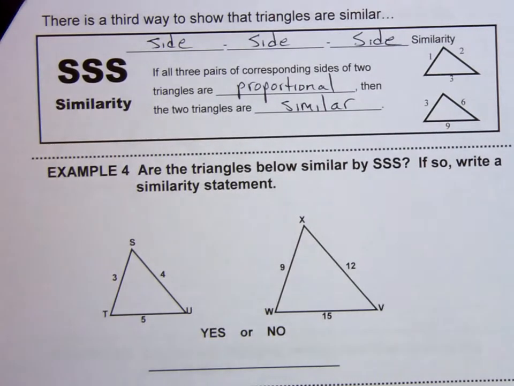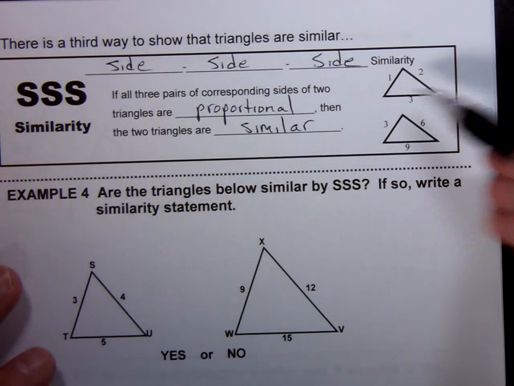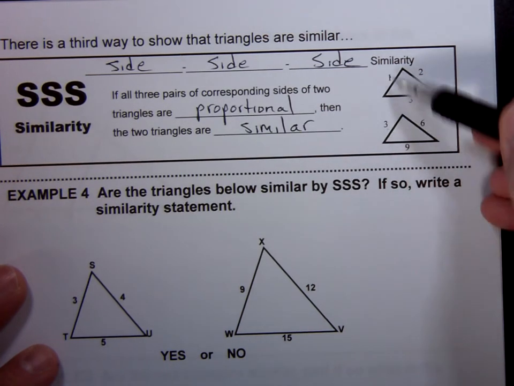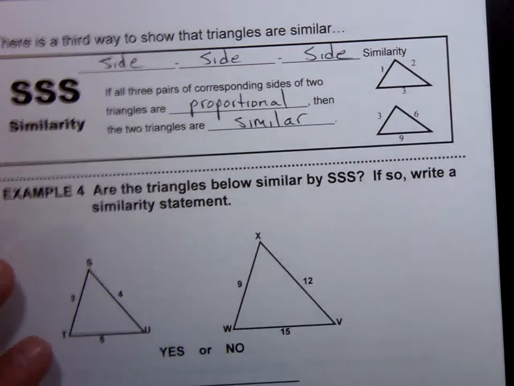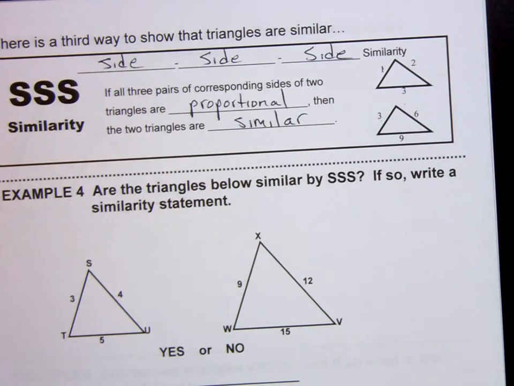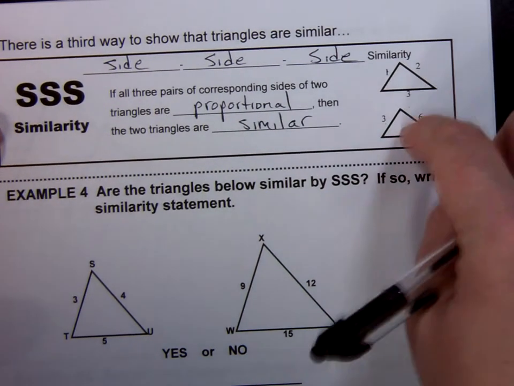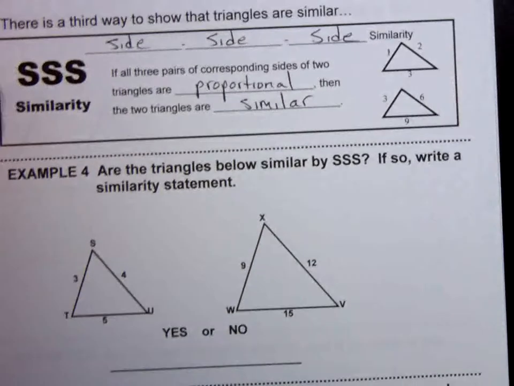So notice over here, these would be proportional because each one of these sides is exactly 3 times the length of this one. 1 to 3, 3 to 9, 2 to 6. I could actually set those up and reduce them all to 1 over 3 or 3 over 1, depending on which one I put on top. So the sides are all proportional, so these 2 triangles are similar based on side, side, side similarity.